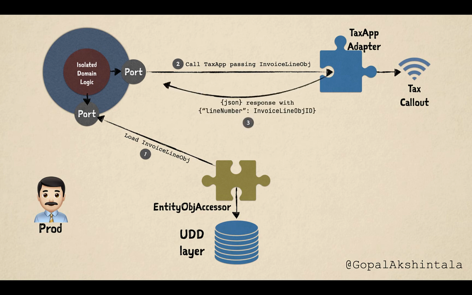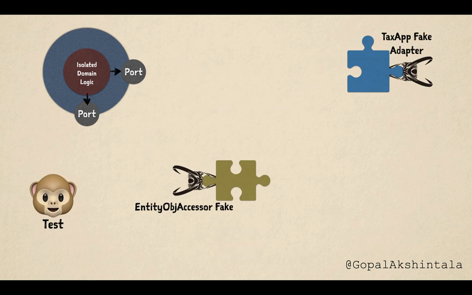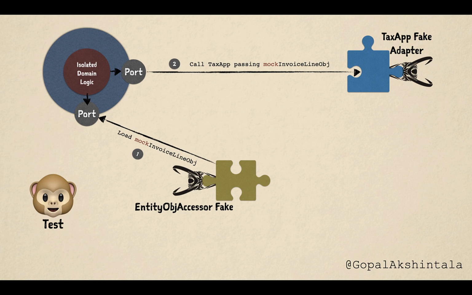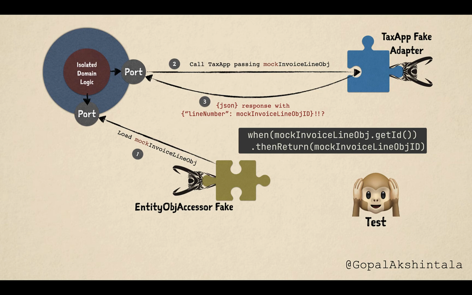Again, if the tax caller is successful, you get a JSON response in which invoice line object ID is populated. During the test, as we replace them with fake adapters, entity object accessor fake returns a mock invoice line object, and we pass that to the tax app fake adapter. Now this tax app fake adapter needs to simulate a fake response, but where can it get the details of the mock invoice line object? It's a mock, right? So we might need to resort to all the when-then-return setup, which quickly turns cumbersome as we need to deal with more such details.